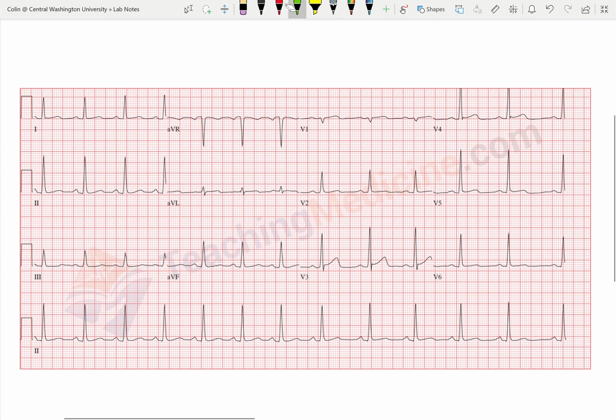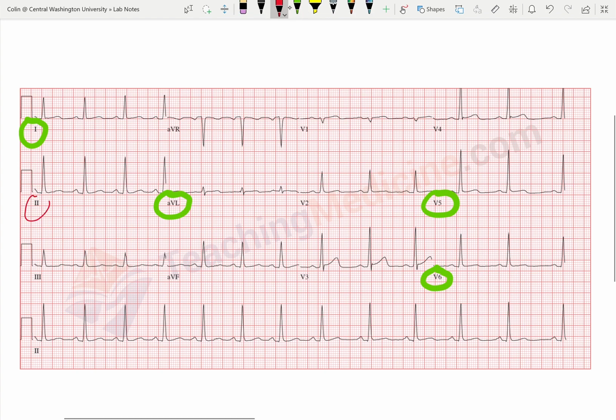So first off, we will take 1, AVL, V5, and V6. Now, all of these look at the lateral part of the heart. So again, if I had ST elevation in V5 and V6, then it would be telling me that the lateral part of the heart is having a heart attack. Same if 1 in AVL had ST elevation. I'd be saying there's a heart attack in the lateral part of the heart. So those all look at the same part of the heart.